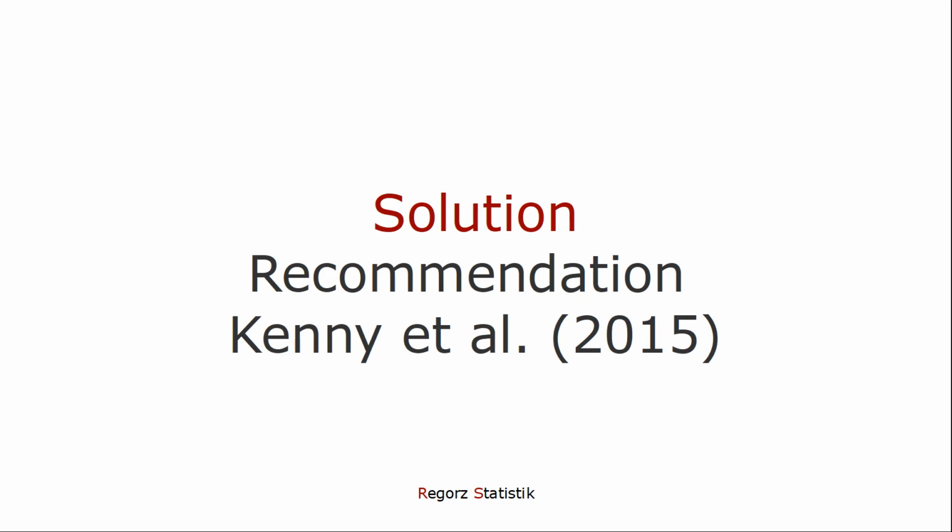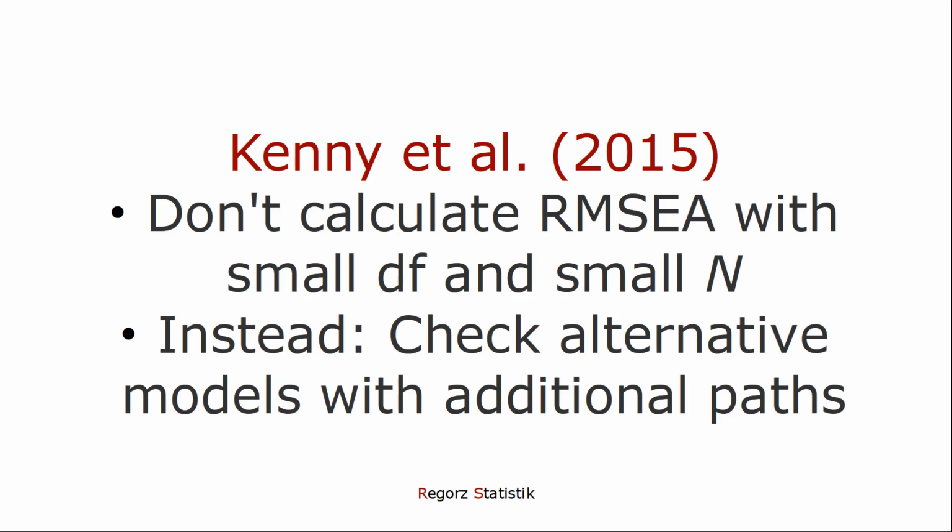So what's the solution to that problem? There's a recommendation by Kenny et al. for that. They're saying, don't even calculate the RMSEA with small degrees of freedom and small n. Instead, check alternative models with plausible additional paths. I don't necessarily agree with the first part of that recommendation. I think the RMSEA is more or less expected nowadays. So I would report the RMSEA in addition to the other fit indices. However, with small degrees of freedom and small n, I would reference Kenny et al. and make clear that in this case, the bad RMSEA isn't necessarily relevant. But I agree with the second part. You should check alternative models.